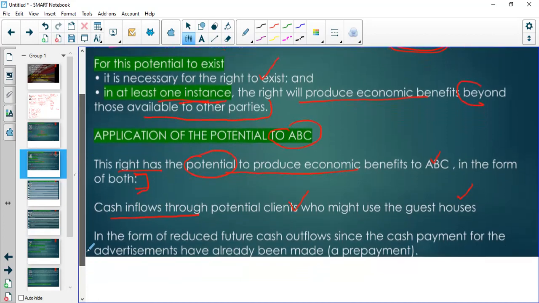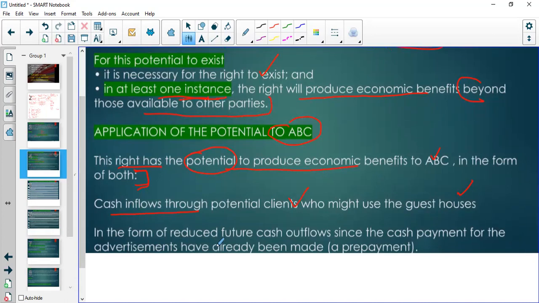Then there is also a chance that in the future, if we were going to advertise, we are not going to pay because we've already paid. So the benefit here is reduced future cash outflows, because we've already made a payment. So we have a chance that we don't have to advertise again in the future. So we have reduced future cash outflows, and there's a chance for increased future cash inflows. Those are the two examples of benefits we can get in this particular case. So we have a chance in at least one instance, and in this case, at least two instances.